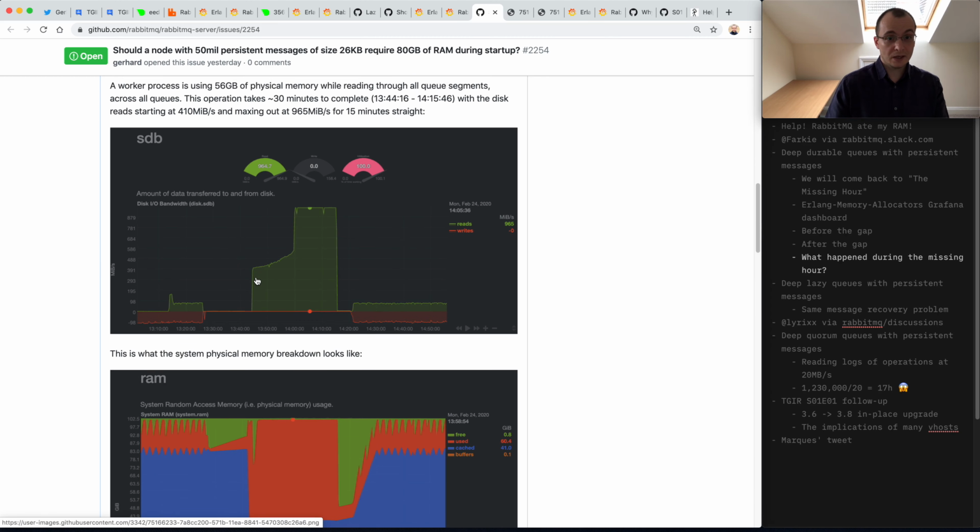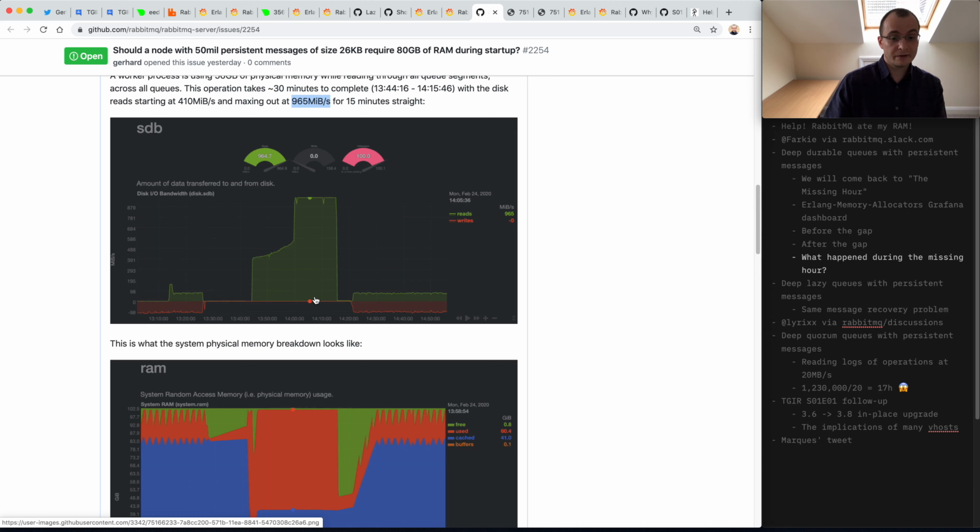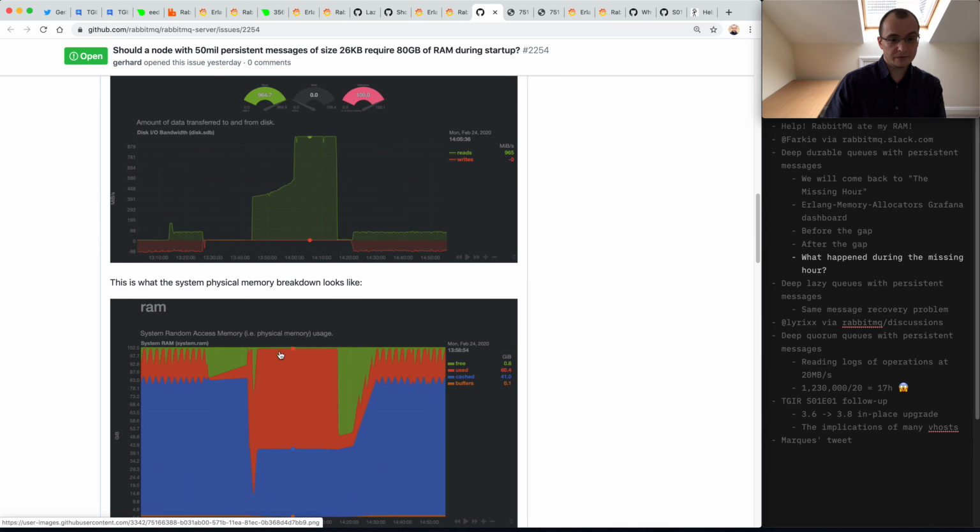So the disks, in this case, are reading at 410 megabytes per second, and it maxes out at 965. And that is like 10 gigabit. So this is a disk which is reading for about 15 minutes at 10 gigabit. So 10 Gbps, that is a very heavy read. And that coincides with very high memory usage. Everything drops. The connections get reestablished, and then the publishing resumes.